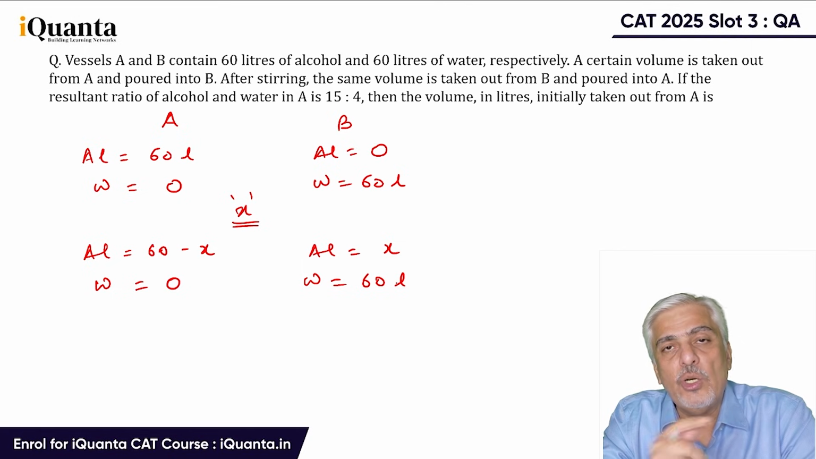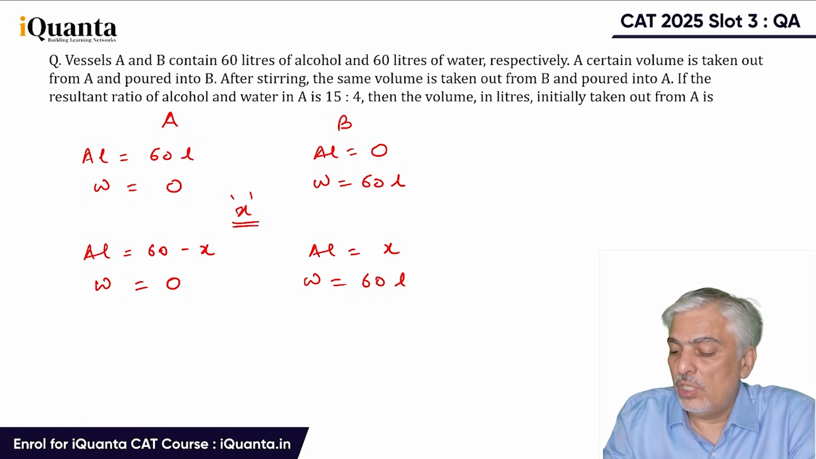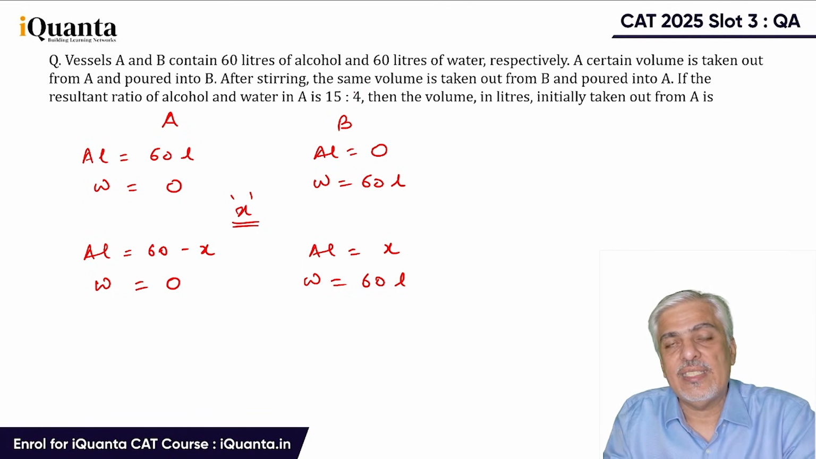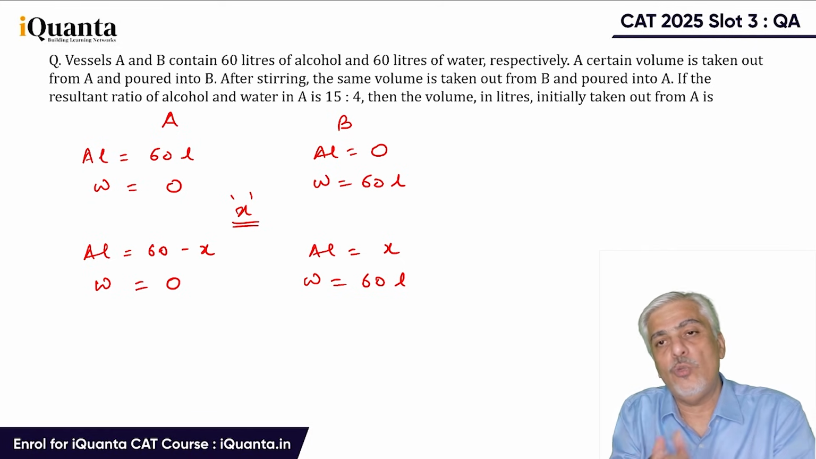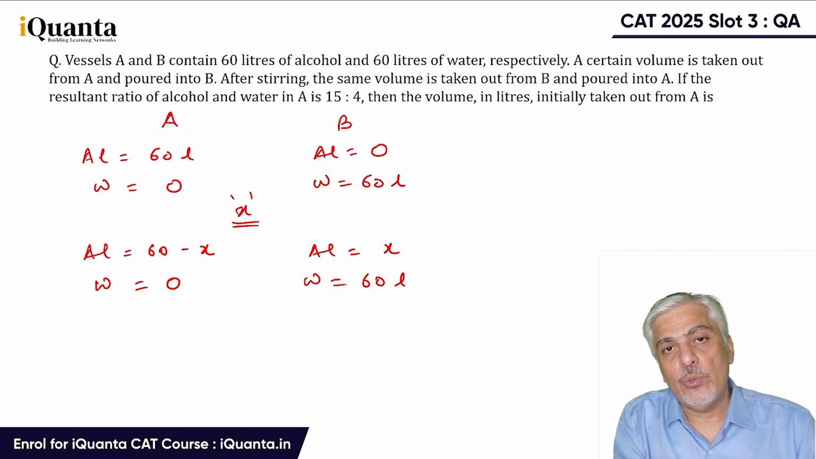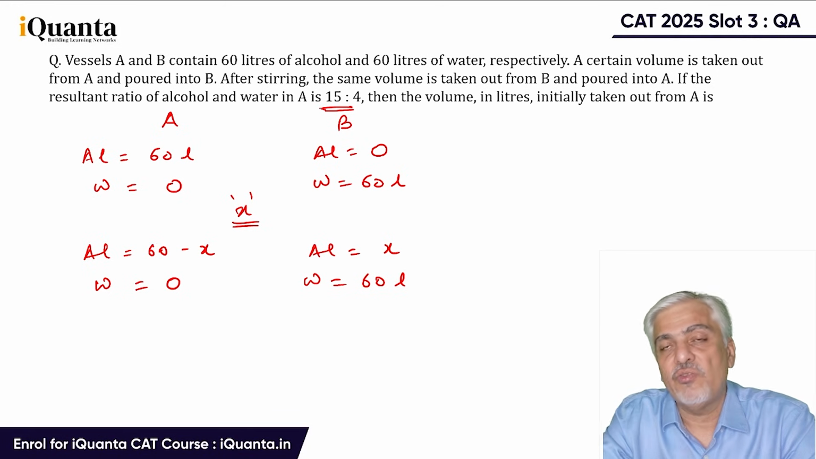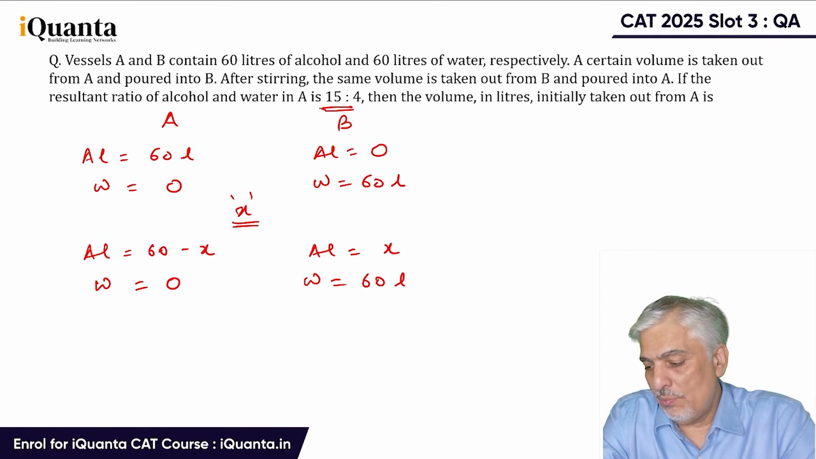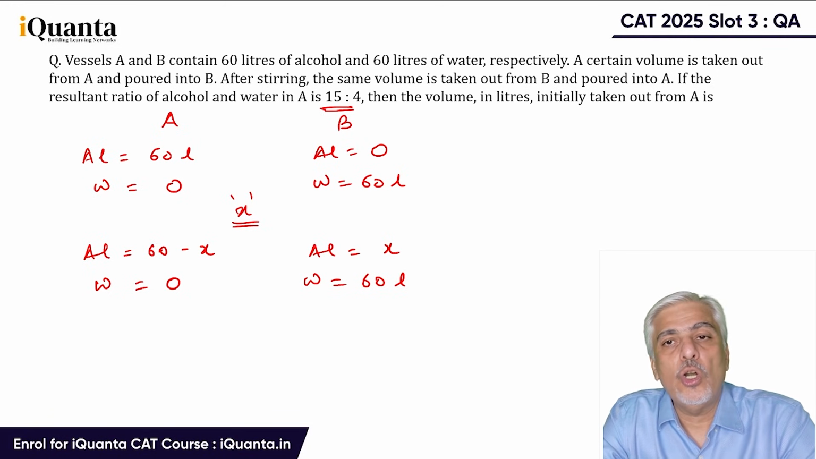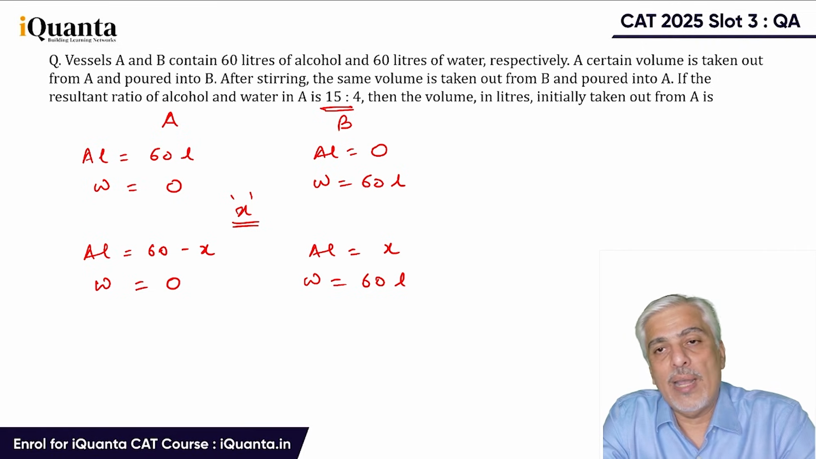And after doing all this, they have given the amount of alcohol and water. Now remember, the total remains the same because whatever is transferred from A to B, that much only is transferred from B to A. So the total still remains 60 and the ratio of alcohol to water is 15:4. Now, the main trick in this question was not to solve for both of them. Solve only for one of them. So I'm going to solve only for water because I thought that was going to be easy.